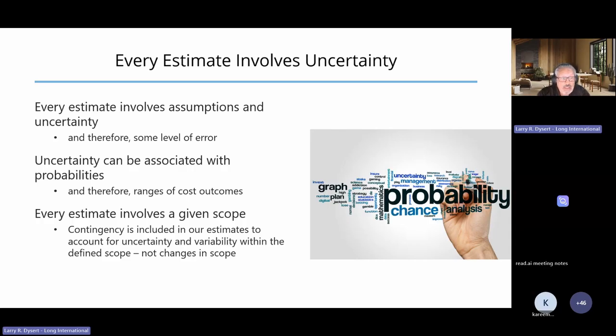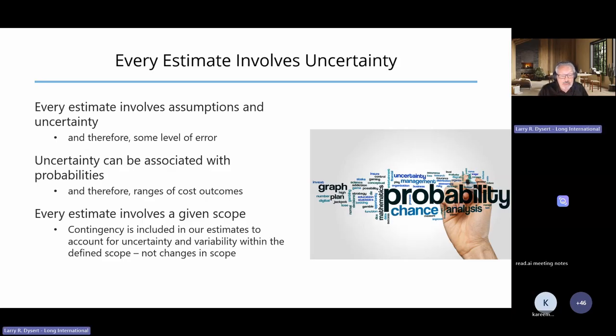the one thing we need to make sure of, though, is that our estimate involves a given scope. Contingency is not identified to cover any significant changes in the defined scope of the project. It may cover some minor variability expected at the particular phase of project development that we're in, but if we add scope to the project, we need to reevaluate and prepare a new estimate for that given scope.